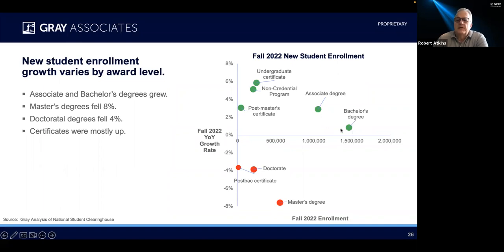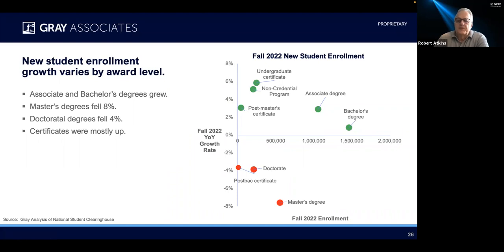Bachelor's degrees have been here, a very, very large program, 1.5 million folks enrolled, hovering around 1 to 2% growth, so pretty flat. That's pretty consistent over time. And these non-degree credentials and certificates have been down, but 3 out of 4 are bouncing back: the undergrad certificates, non-credentials, and postmasters. And this one down here, post-bac certificates, is still dropping 4%.